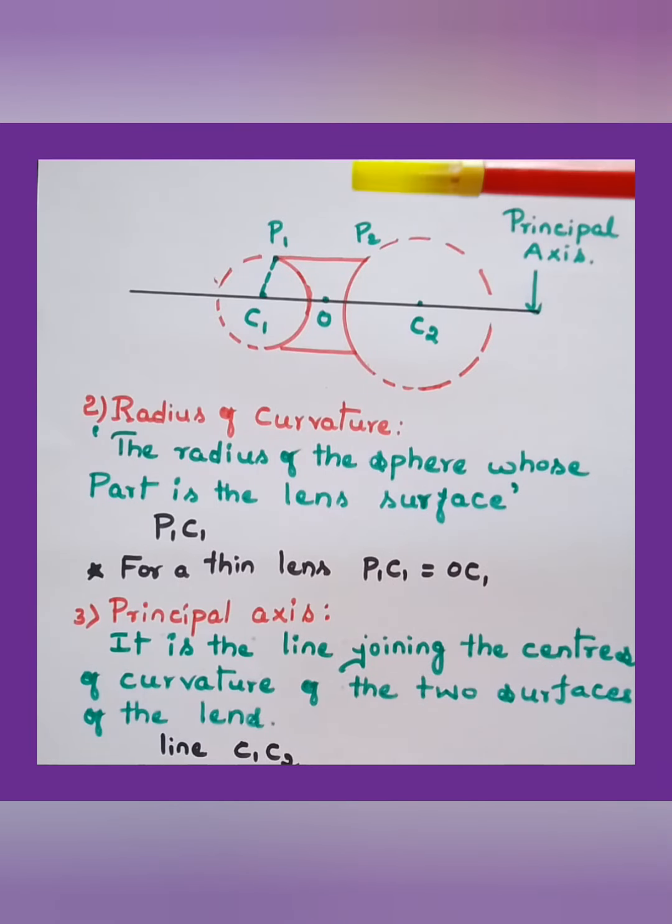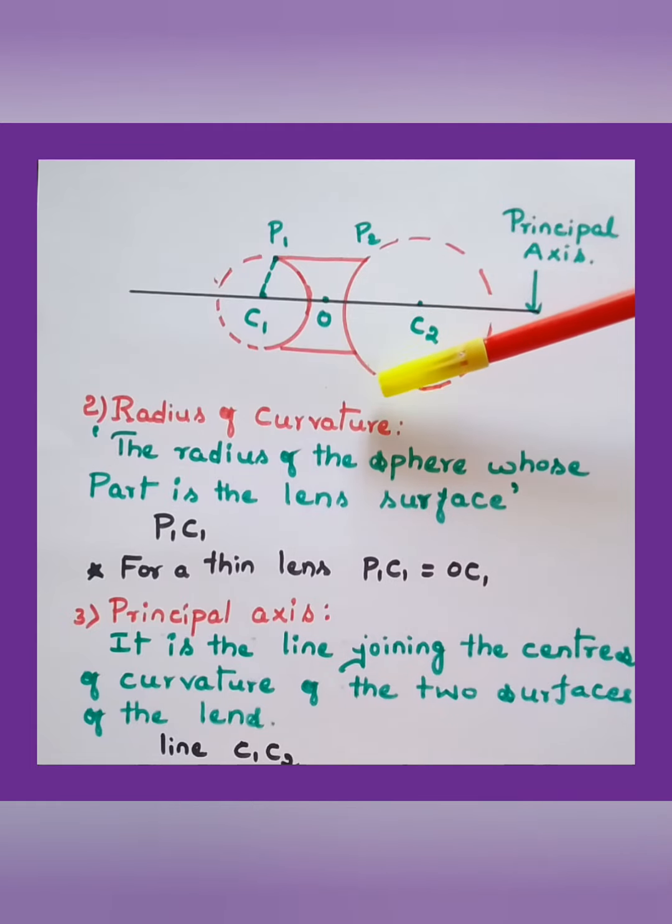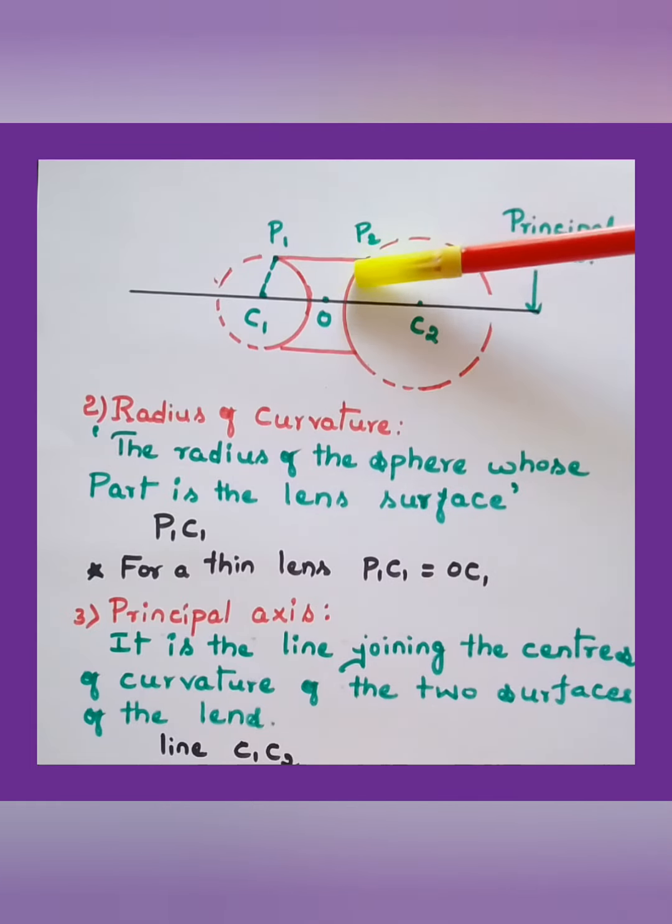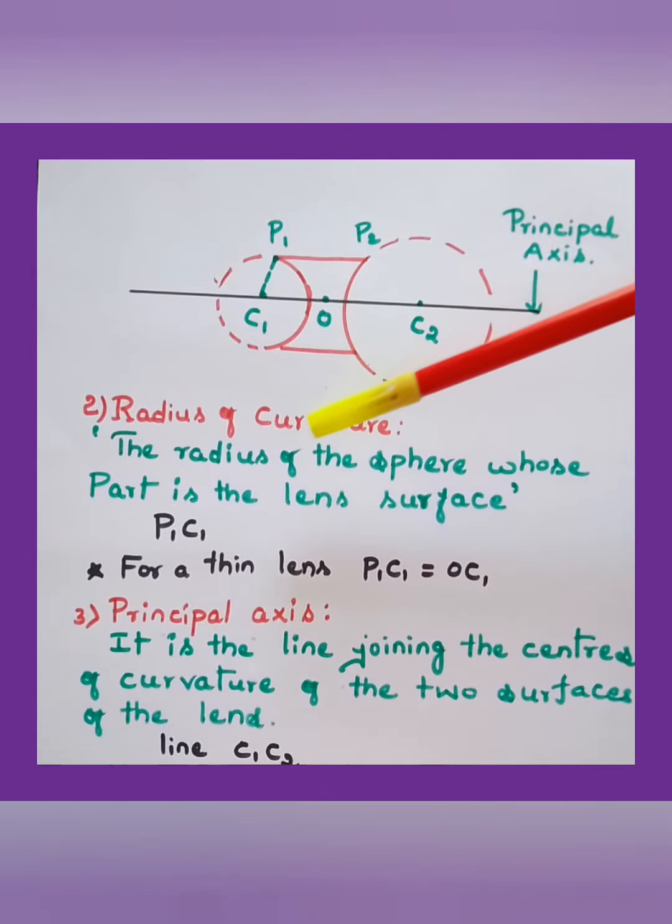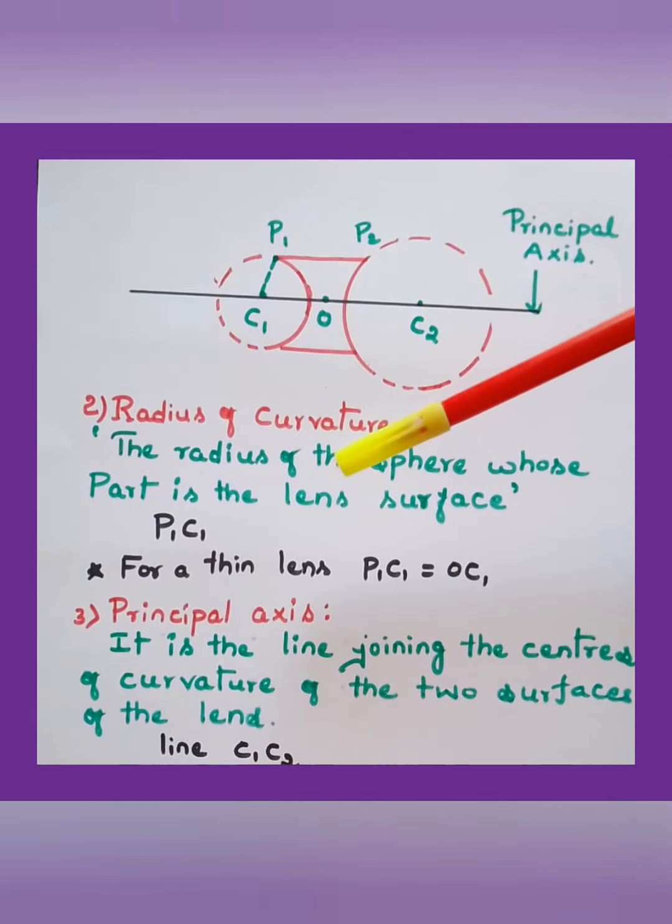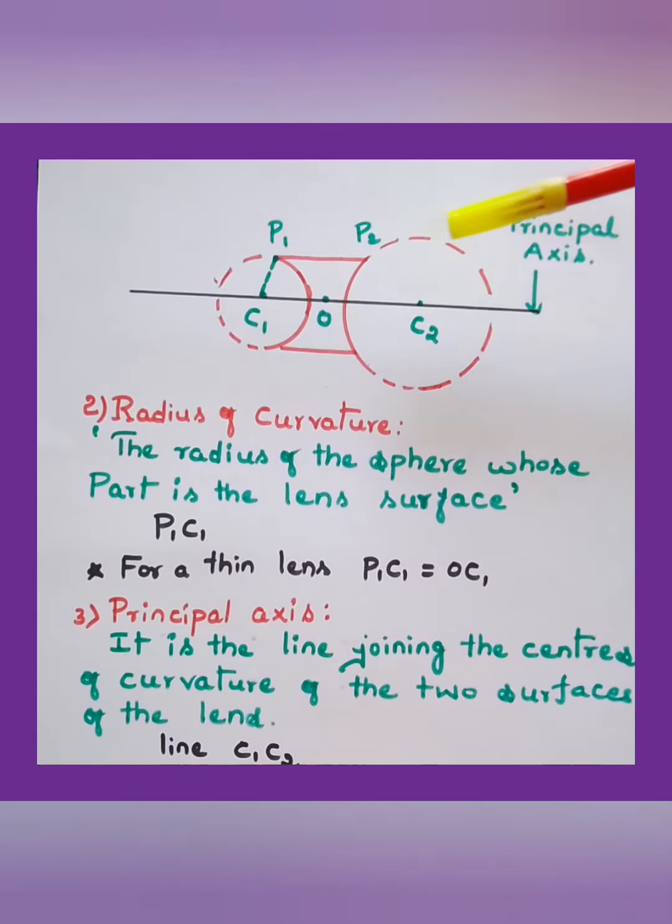Next, radius of curvature. To explain this, this time we have considered the concave lens. You can compare this with the other diagram of the convex lens also. Radius of curvature: the radius of the sphere whose part is the lens surface is called the radius of curvature of that sphere. So here you can take the convex lens, and from the part of the lens we have drawn an imaginary circle, and from the other part also an imaginary circle is drawn, and these two are the centers of curvature C1 and C2 for the respective circles we have taken.